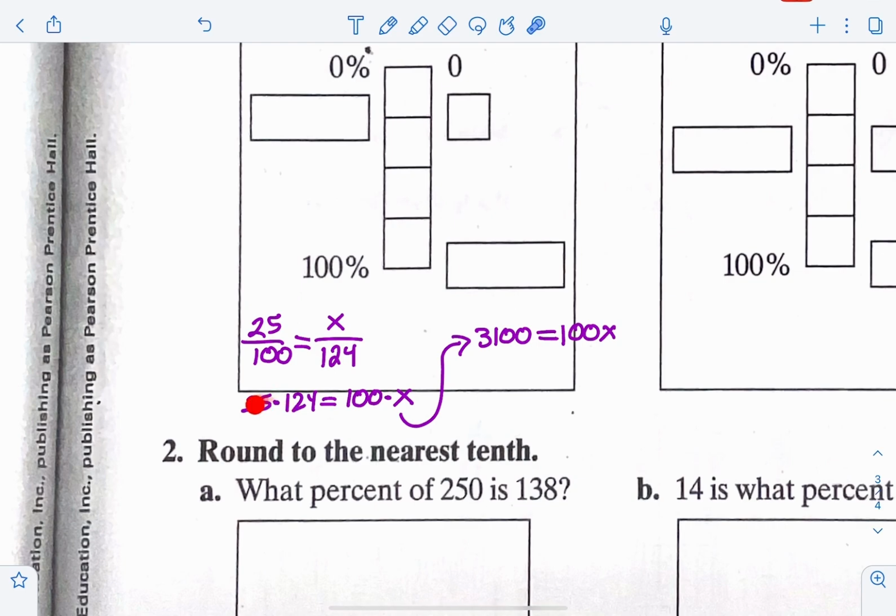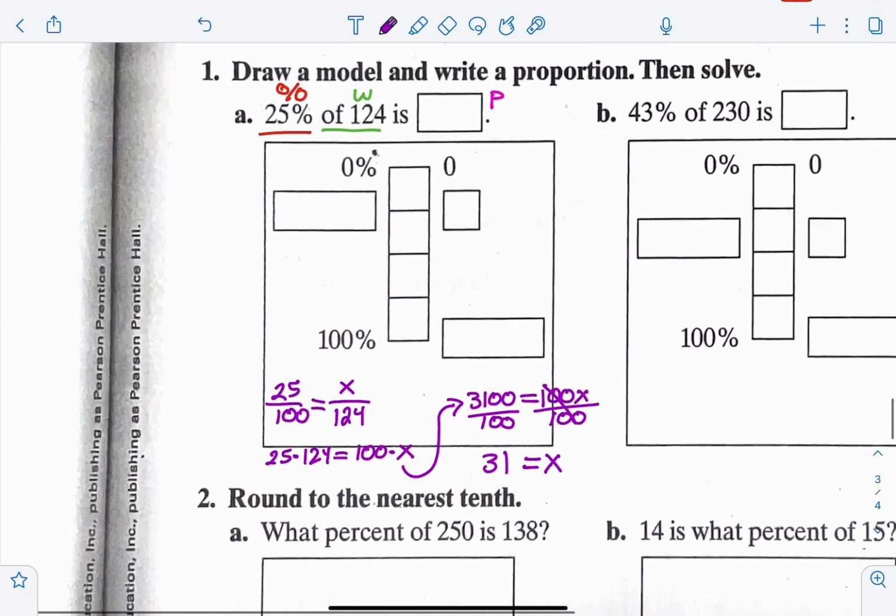Okay, so all I did was 25 times 124. I wrote the answer right here. Equals 100 times x. That's 100x. To get the x by itself, if I divide both sides by 100, then I get equals x on that side, and I get 31 on the first side. So 31 is my part. So I can go back up here and I can put 31 as my part.